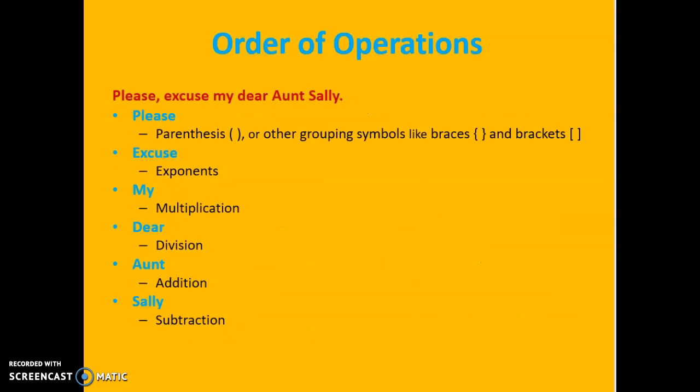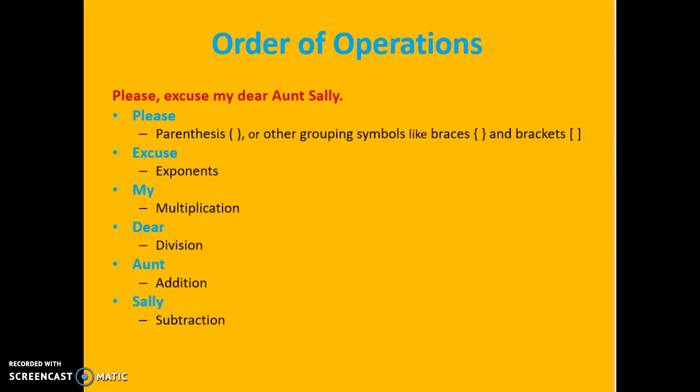Let's take a look now at what the order of operation rules really are. You may remember a sentence back from your earlier math classes, "Please excuse my dear Aunt Sally." Well, if you remember that, each word in that sentence represents a specific mathematical operation. So the please represents parentheses or grouping symbols like braces and brackets. The excuse in the sentence is exponents. The my refers to multiplication. The dear is the D for division. Aunt is the addition, and then Sally refers to the operation of subtraction.